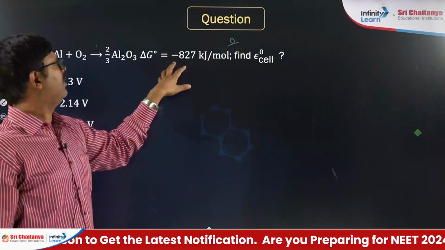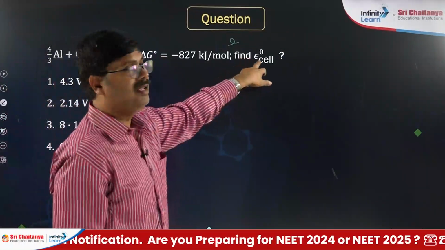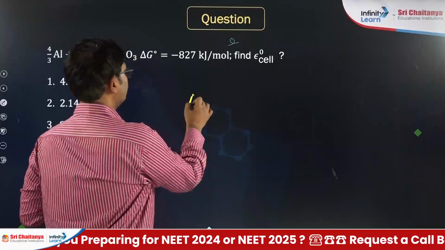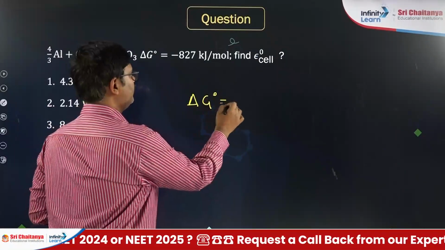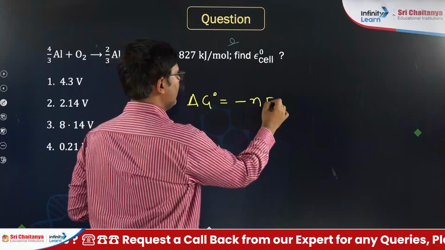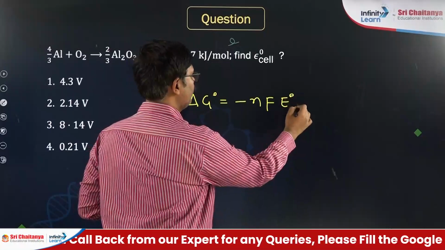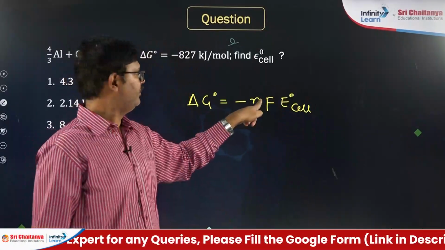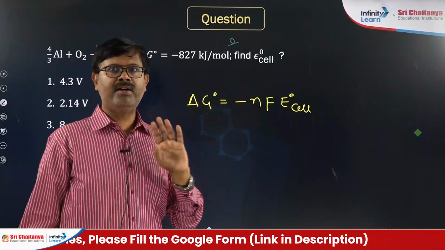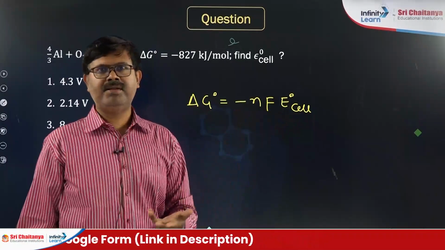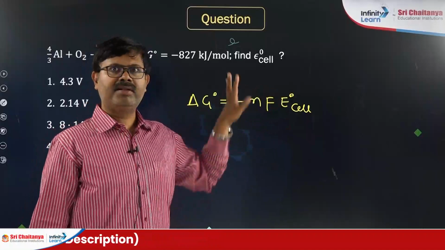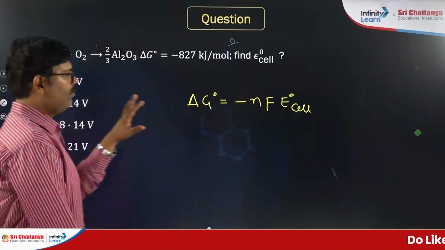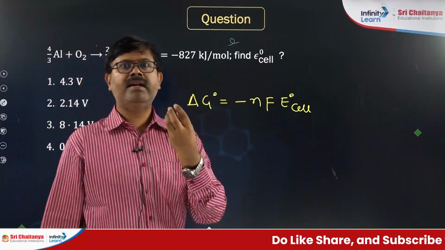Find E naught of the cell, given delta G naught. See, delta G naught is minus nFE naught. In the beginning slides we have seen this formula. Now see, n is the moles of electrons involved, F is 96500 coulombs, and E naught cell is also given in the question. The whole question now depends upon the n value.